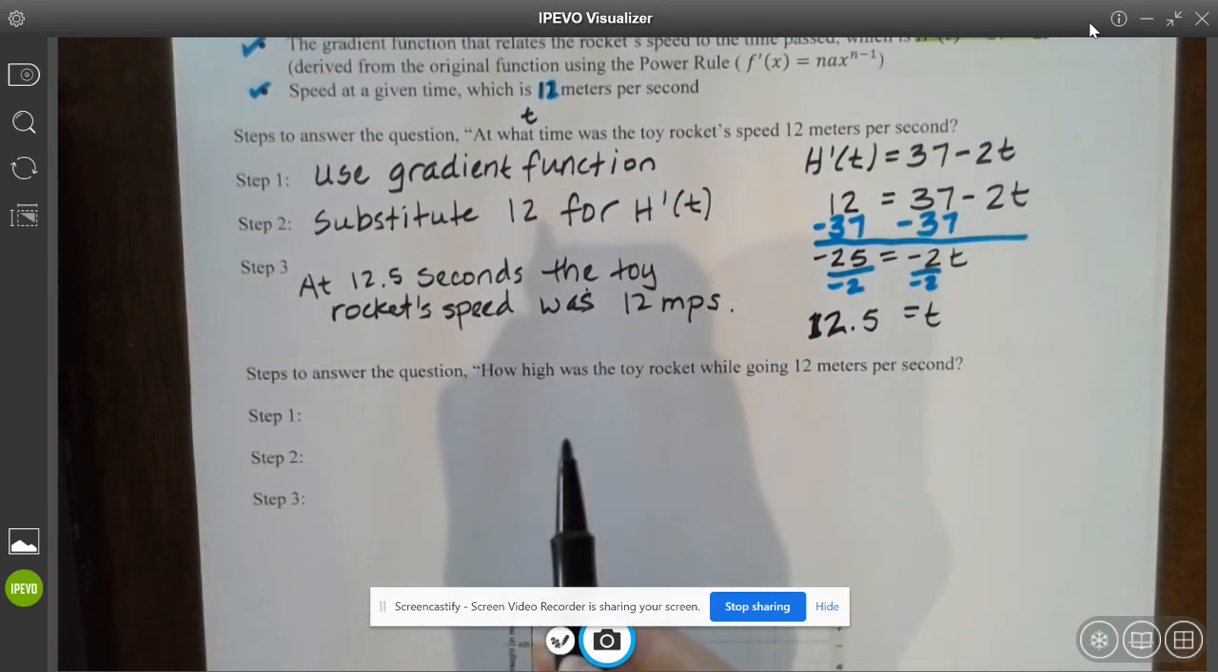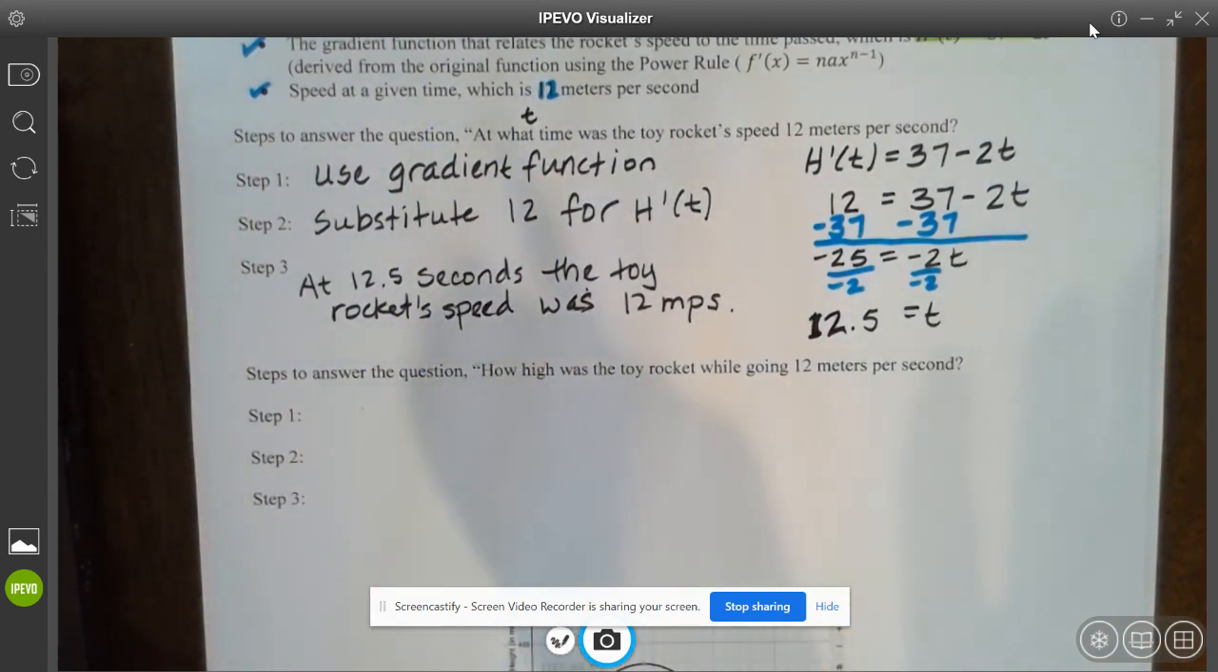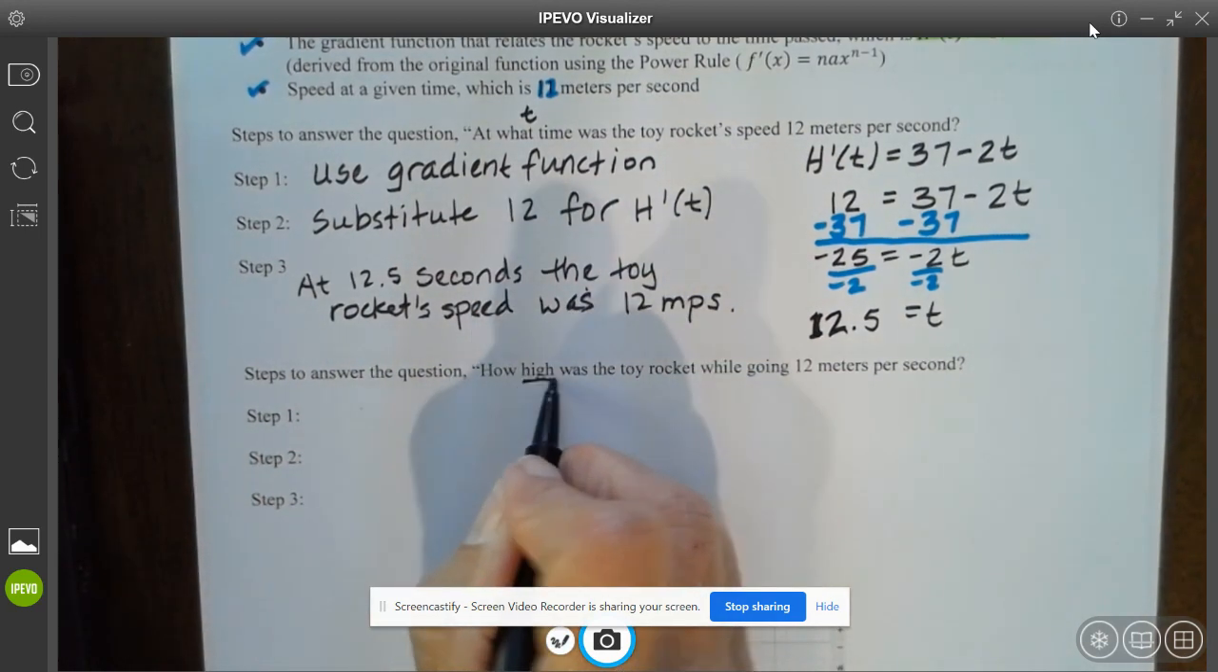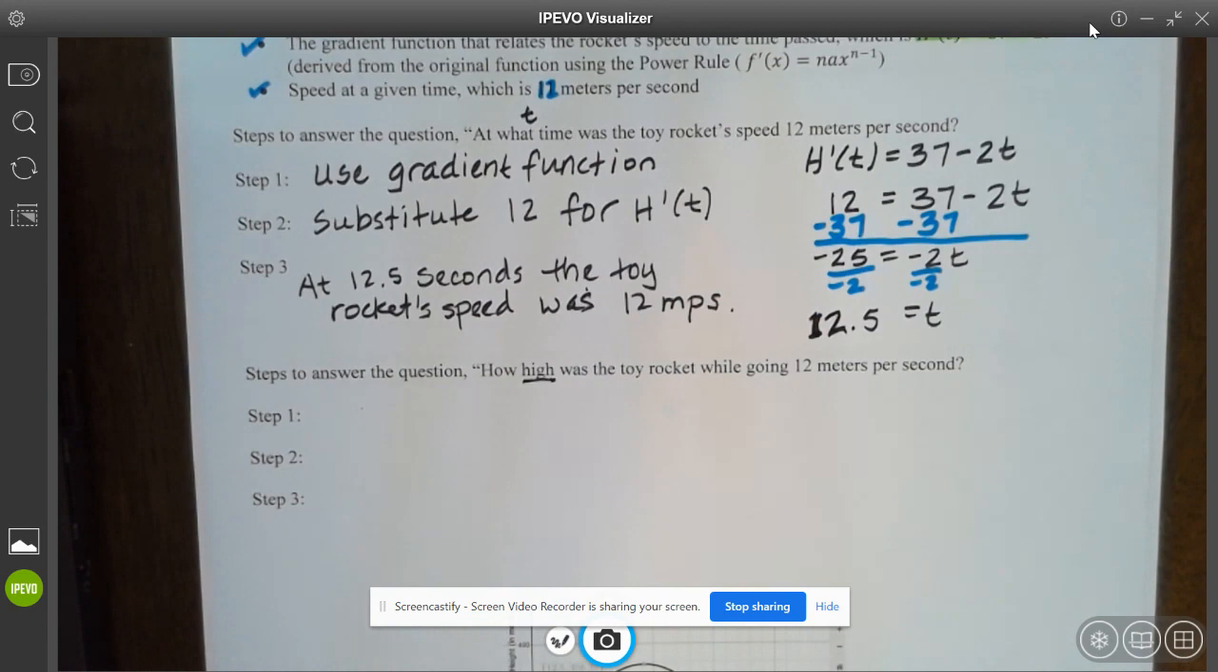And once again, we've got to figure out what function. I make a big deal about the two different functions we have here. We have the original function that relates the height of the rocket with the time. We have the gradient function that relates the speed of the rocket with the time. In this case, we're looking for the height of the rocket. So would you use the gradient function again, or would you use the original function?